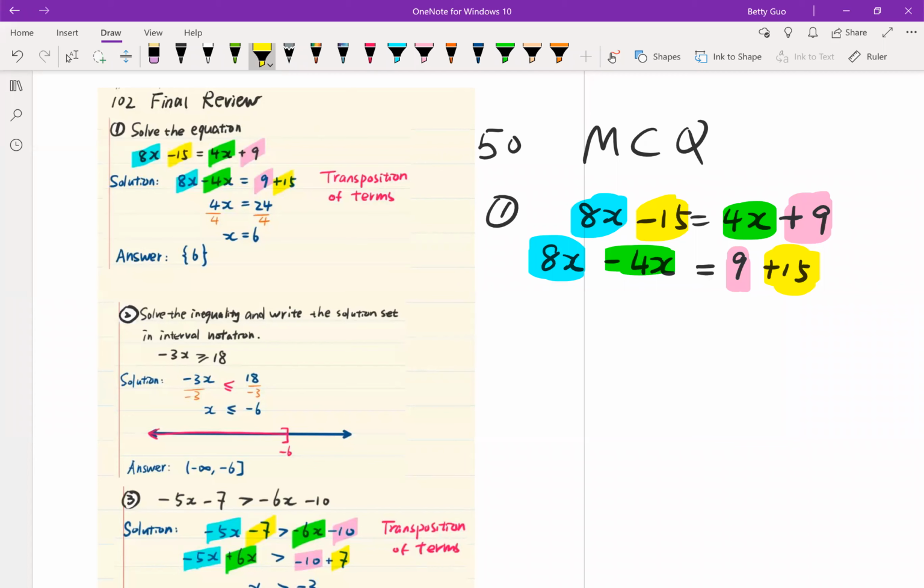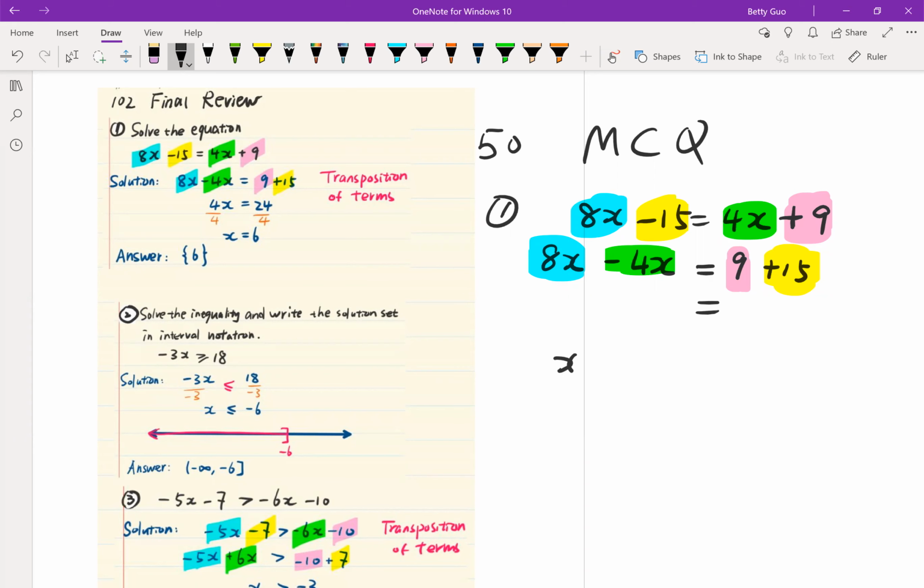Now the like terms are collected. On the left-hand side, we have 8x minus 4x. On the right-hand side, we have 9 plus 15. We are ready to combine like terms. How do we combine 8x minus 4x? When we combine like terms, we're combining their coefficients, right? So I don't mind spending time to explain 8x minus 4x.